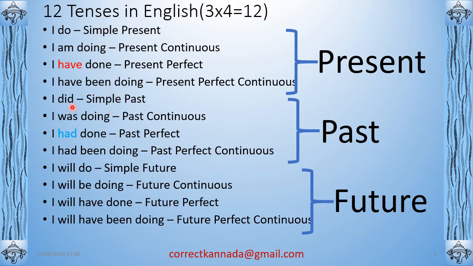Similarly, in past you say I did, I was doing, I had done. So here it is have done, this is had done. I had been doing, right? So I started in the past and I was continuing in the past. Everything is in the past, right? So future: I will do, I will be doing, I will have done, I will have been doing, right? So this is how English tenses are classified.